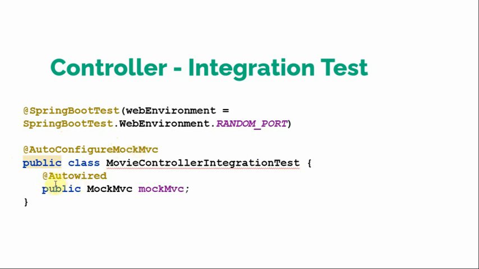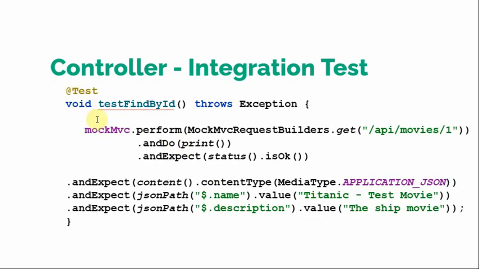Here we have just created a class, MovieControllerIntegrationTest, and we auto configure MockMvc, and then we just autowire MockMvc. So that's the simplest setup. Integration tests are really very easy. Once you have configured it correctly, we don't have to mock anything. We just call the API here, and we expect the response as 200.